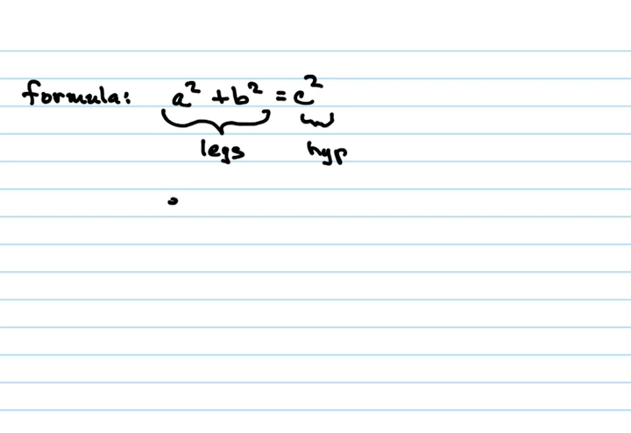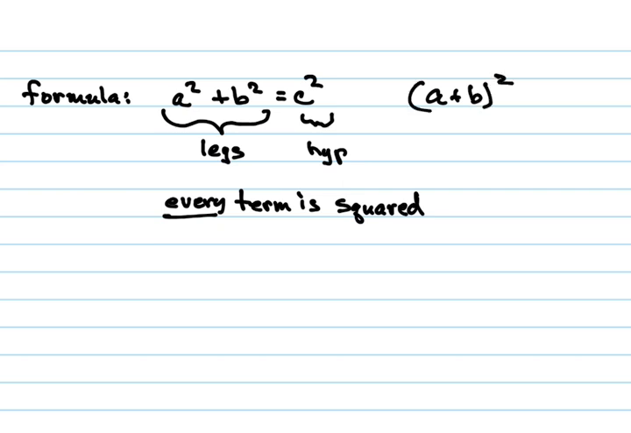You also need to know that every term is squared. And squaring, of course, means that you multiply that number times itself. Okay? So not just the hypotenuse, but every single term squared individually. Do not do that. That does not mean the same thing at all. So make sure that you square each term individually. Okay? Right.